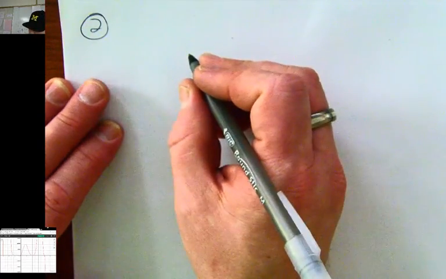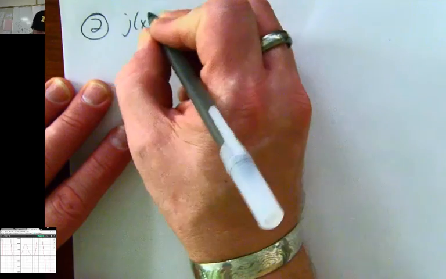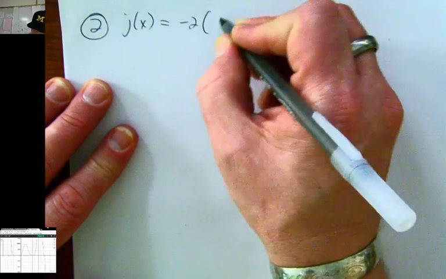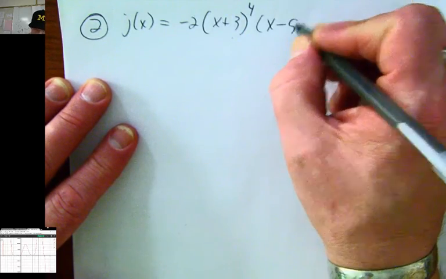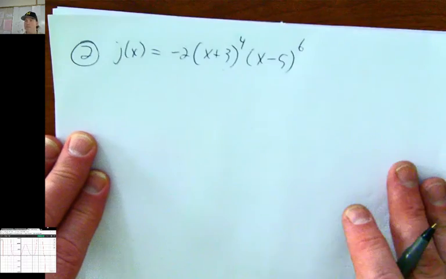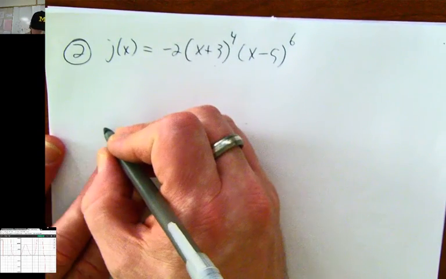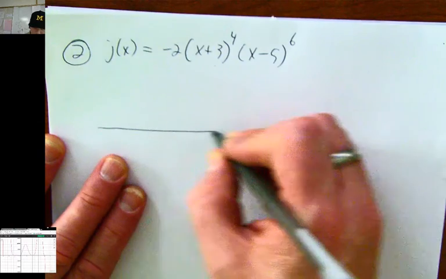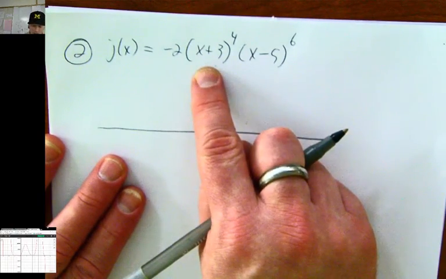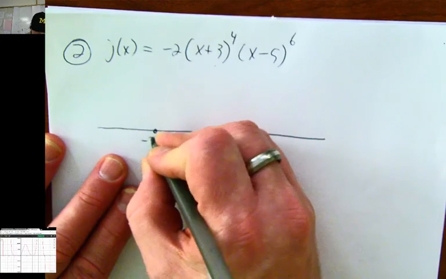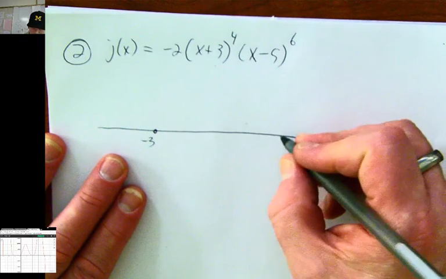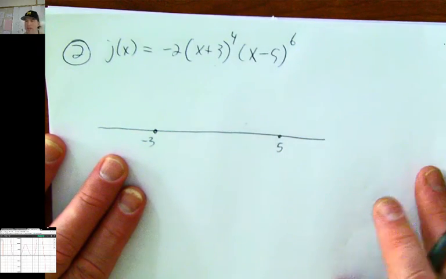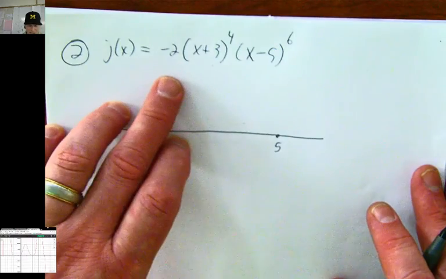Example number 2. Number 2 is j of x equals negative 2 times x plus 3 to the 4th power and x minus 5 to the 6th power. All right, so going through the list. 0 locations. Because of the x plus 3 here, I have a 0 at negative 3. And because of the x minus 5, I have another one at 5.